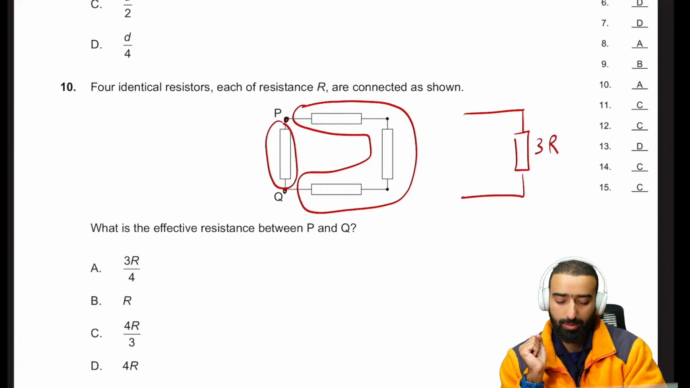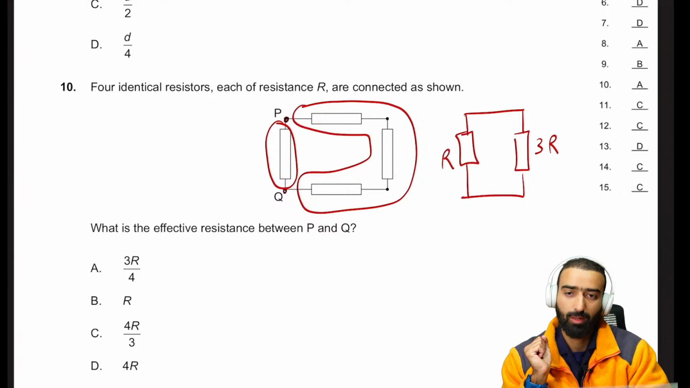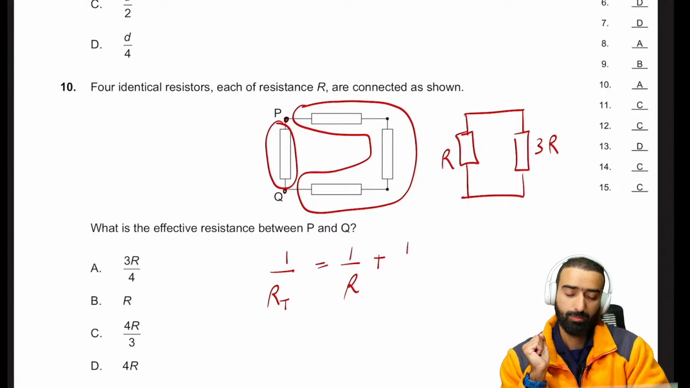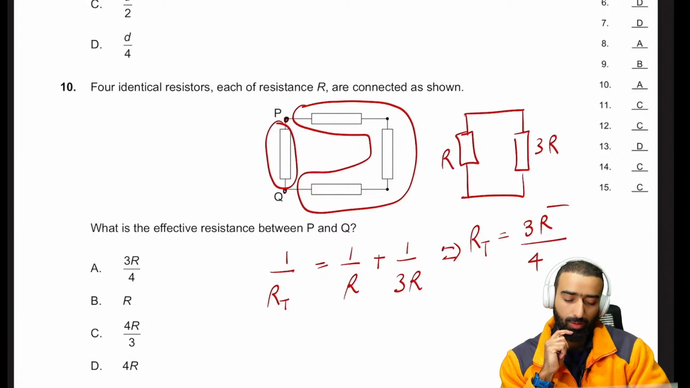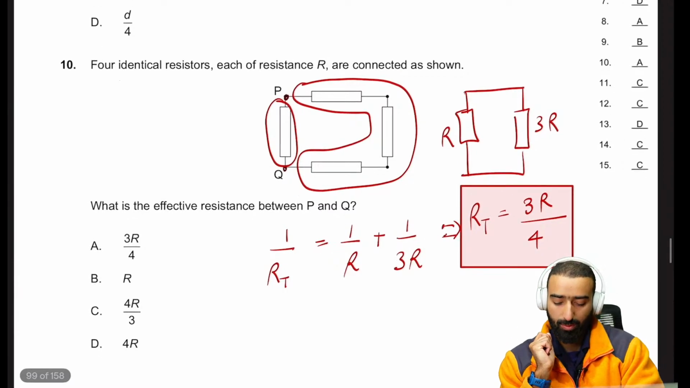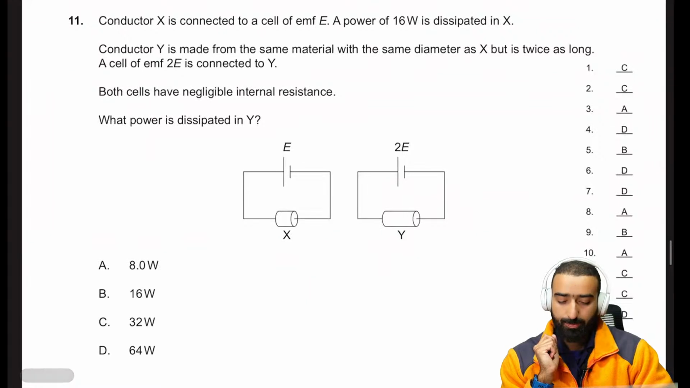Then we have this resistor PQ that is in parallel with the initial one. Now we can use the equation 1 over the total resistance is 1 over R1 plus 1 over R2. If we solve this, we get the total resistance to be 3R over 4. So that's the total resistance, 3R over 4. All right, let's move to the 11th question.